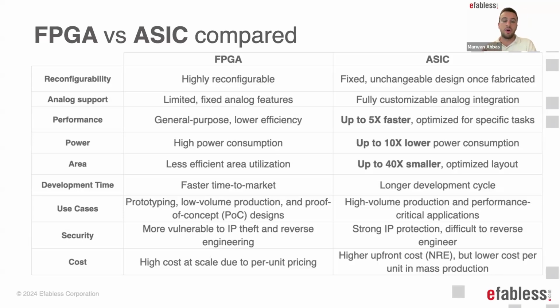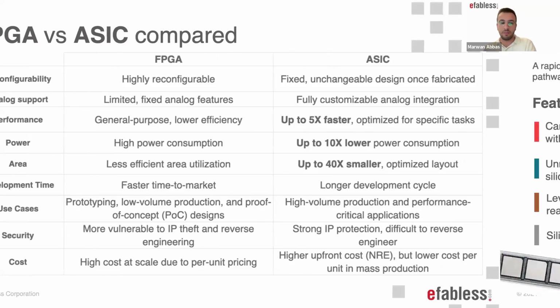ASICs also offer strong IP protection, making reverse engineering very difficult. And while the upfront cost, or the NRE, is higher in ASIC, it's much cheaper when you are going to volume production versus FPGA. So in summary, FPGAs are great for prototyping, proof of concept, and development, while ASICs are ideal for final production, cost efficiency, and performance critical applications.